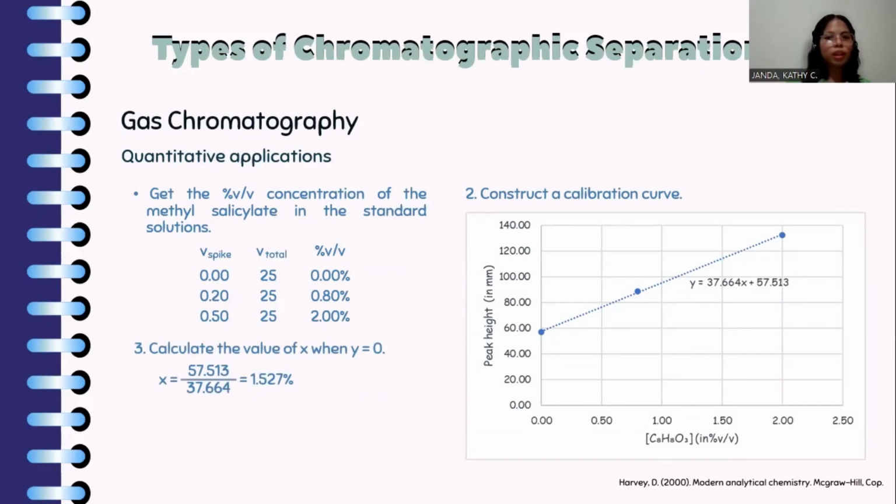However, this is not the final answer, as we need to account for the dilution by multiplying it to the dilution factor. This will give us a concentration of 1.9% methyl salicylate.